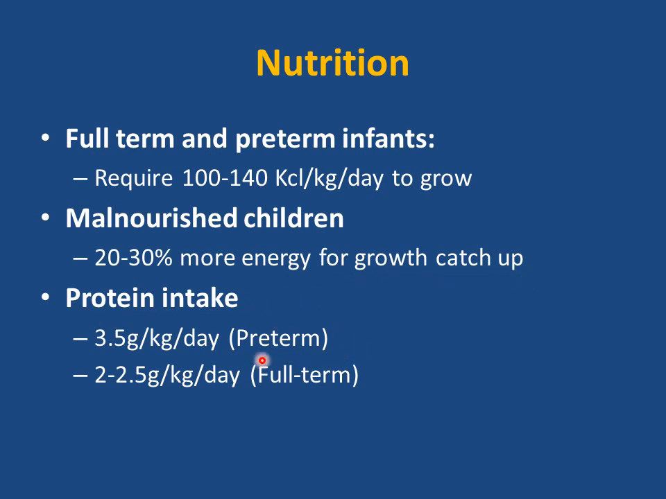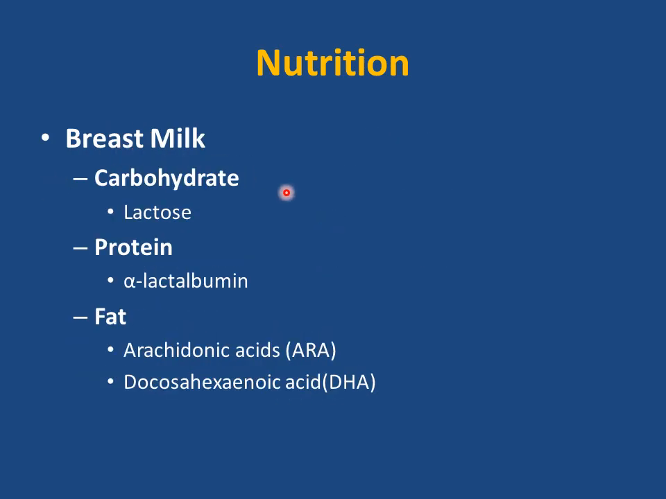Protein intake: preterm infants require more protein than full-term infants. Preterm infants require 3.5 gram per kilo per day, but full-term infants require less, 2 to 2.5 gram per kilo per day. Composition of breast milk: the main carbohydrate in the breast milk is lactose. The protein in the breast milk is alpha-lactalbumin. The fat in the breast milk is ARA and DHA polyunsaturated fats.